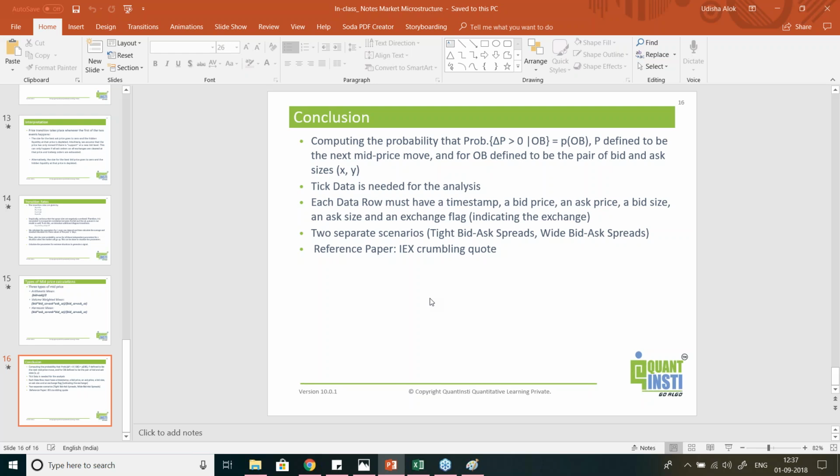And we have understood, what else? The spreads. We have understood how to calculate the spread, and we have understood what the mid price is and how to calculate the mid price. Okay.